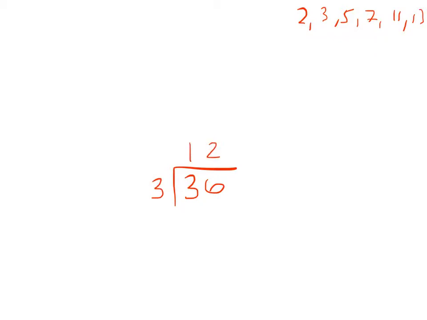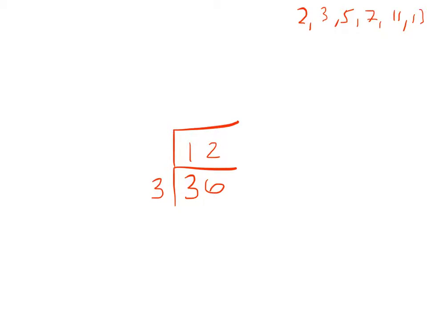Alright. Example 2 says use division by primes to find the prime factorization of 36. So they want us to divide. So again, usually 2, 3, 5, 7, and 11, but not always. You can have more. Sometimes 13 sneaks its way in there. So I can divide this by 3. I see that there. And I see a 12.